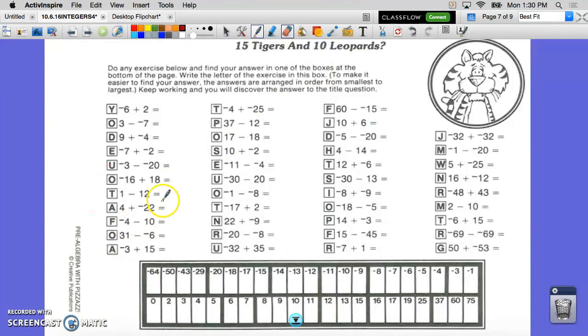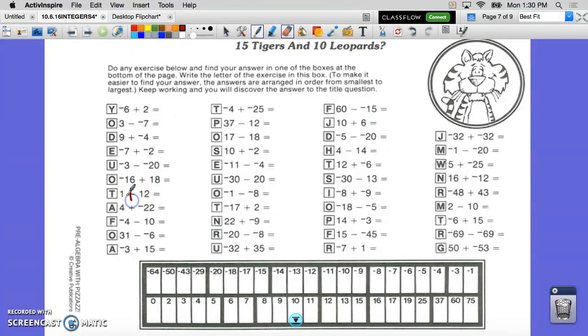And next one, 1 minus 12. Follow the subtraction rules. Make it an addition. Change the sign of the second digit. See how this is already a positive 12, right? So now we'll change it to the opposite, which is negative 12. So really what I have is 1 minus 12, or it can be written as 1 plus negative 12. Let me do that again. That was confusing.